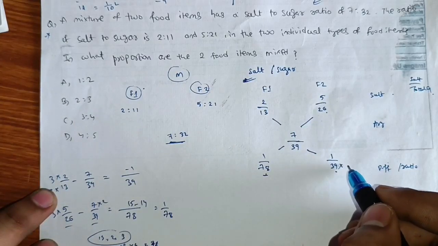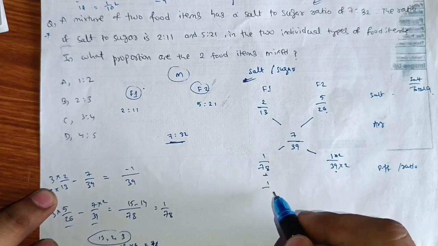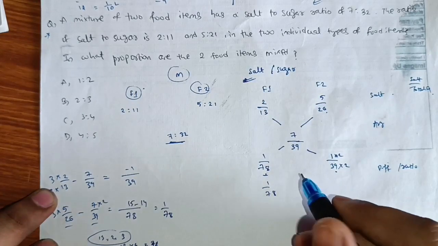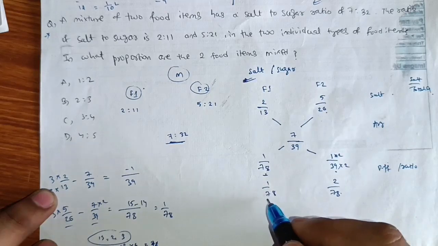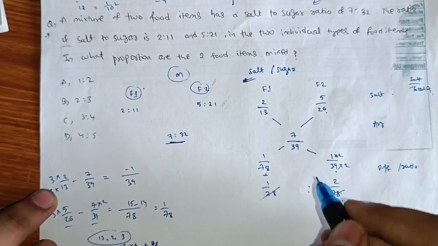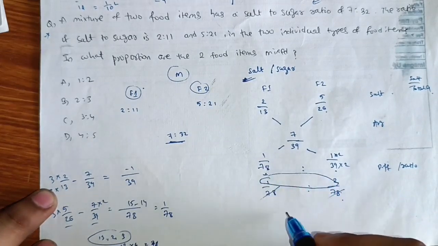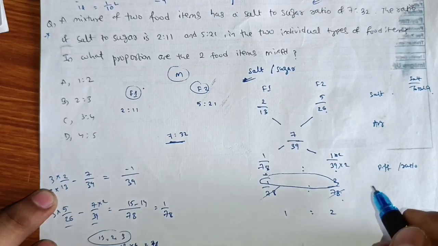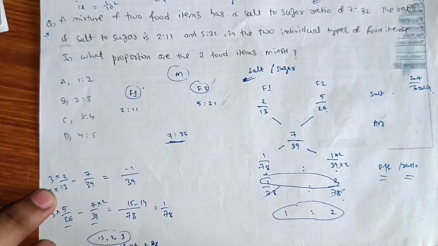So the ratio is 39 and 78. When we multiply by 2, 1 by 39 becomes 2 by 78, and the other is 1 by 78. Both denominators are the same, so we cancel them out because it is a ratio now. After doing this, we get 1:2 as the ratio. So they are mixed in the ratio 1:2.